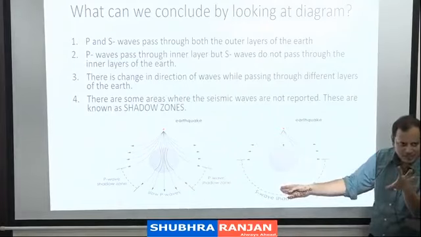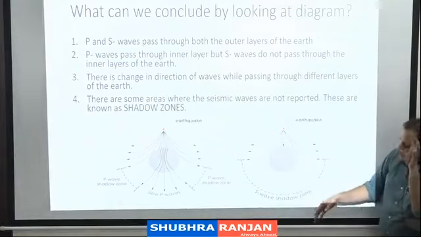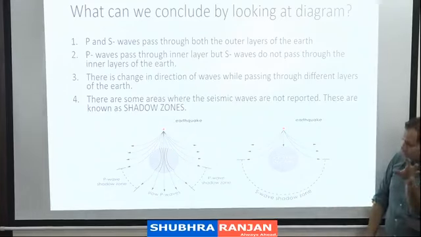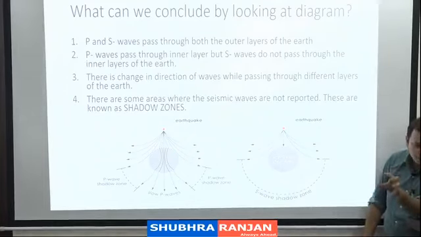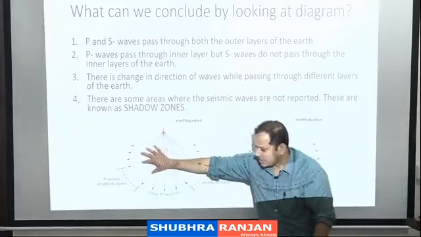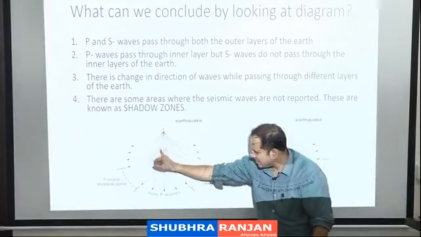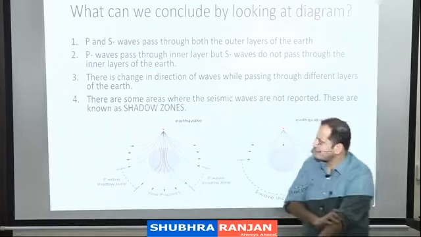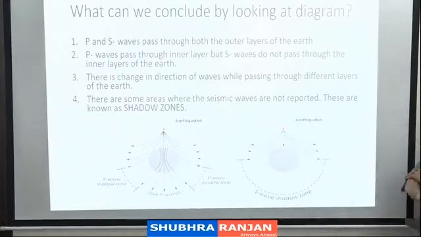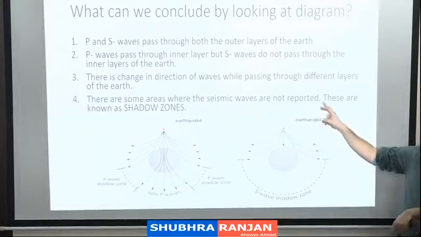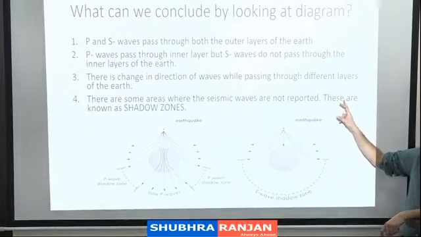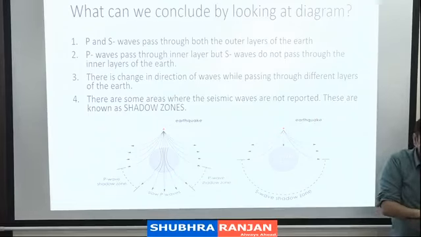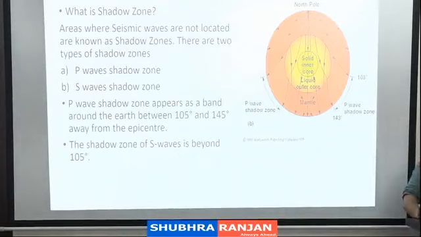Are you understanding? So the area where the S waves, or any wave, is not recorded is known as a shadow zone. For example, P wave का भी shadow zone है ये. Why? Because of maximum refraction. So there are some areas where the seismic waves are not recorded. These are known as shadow zones. And let us see in the colorful diagram exactly what this shadow zone is.